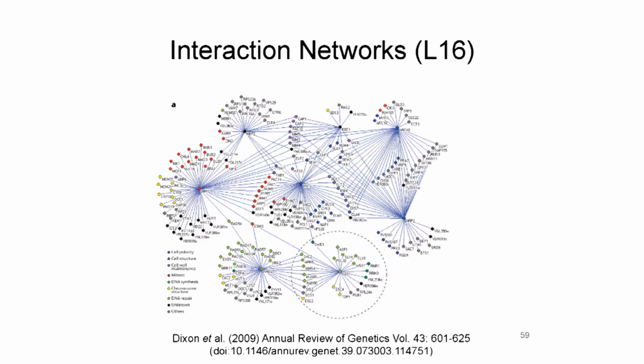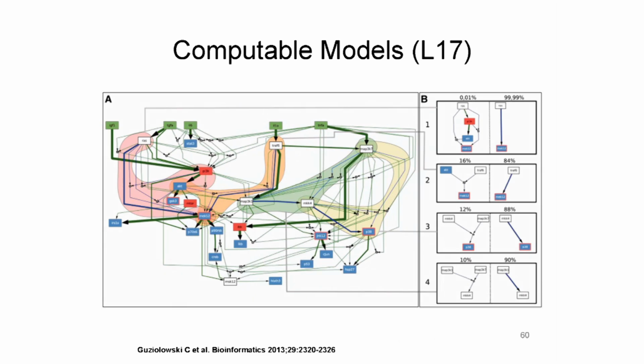And finally, we'll look at computable models. And what do we mean by that? We mean models that make some kind of very specific prediction, whether it's a Boolean prediction, this gene will be on or off, or perhaps an even more quantitative prediction. So we'll look at logic-based modeling and probably Bayesian networks as well. So that's been a very whirlwind tour of the course.